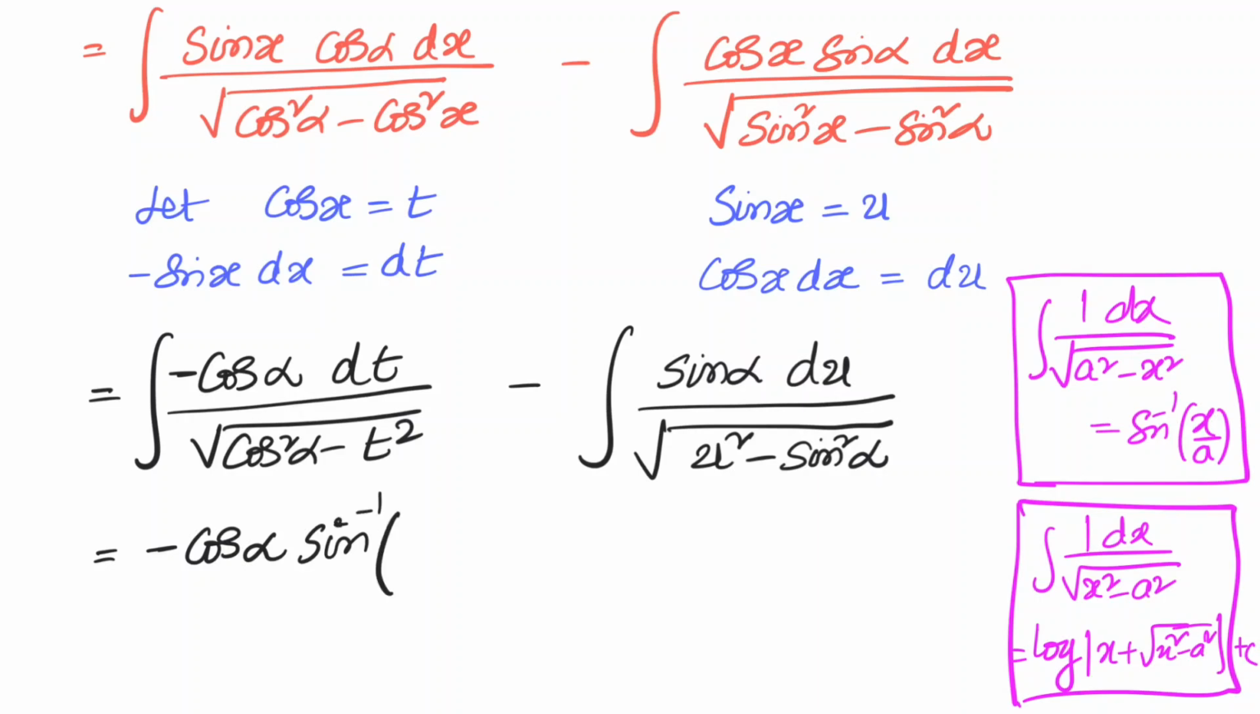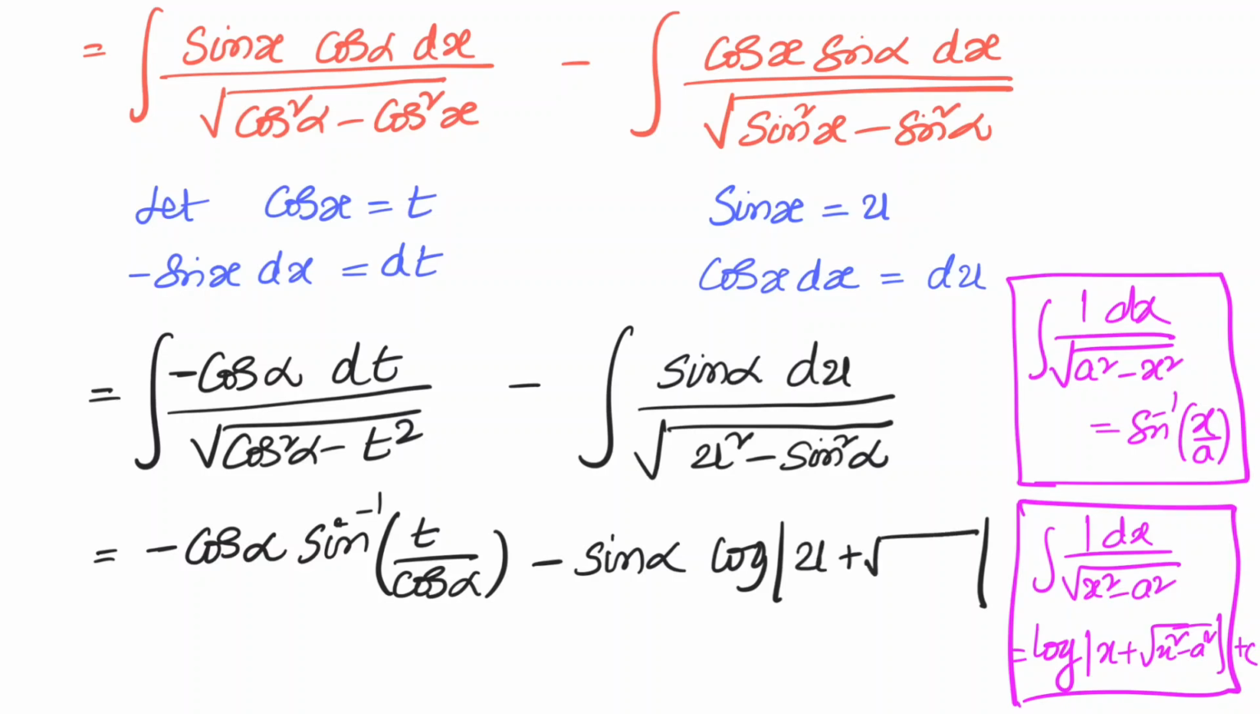X is t, a is cos alpha, so t by cos alpha, minus sin alpha times the integral of 1 by root of x square minus a square, which is log of x plus root of x square minus a square. Here x is u and a is sin alpha. So we'll have log of u plus square root of u square minus sin square alpha plus c. Now let's go back and do back substitution: t as cos x and u as sin x.